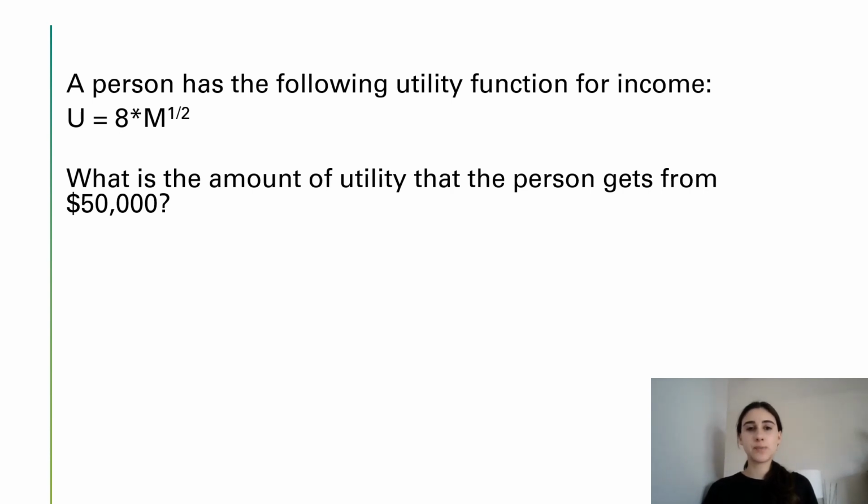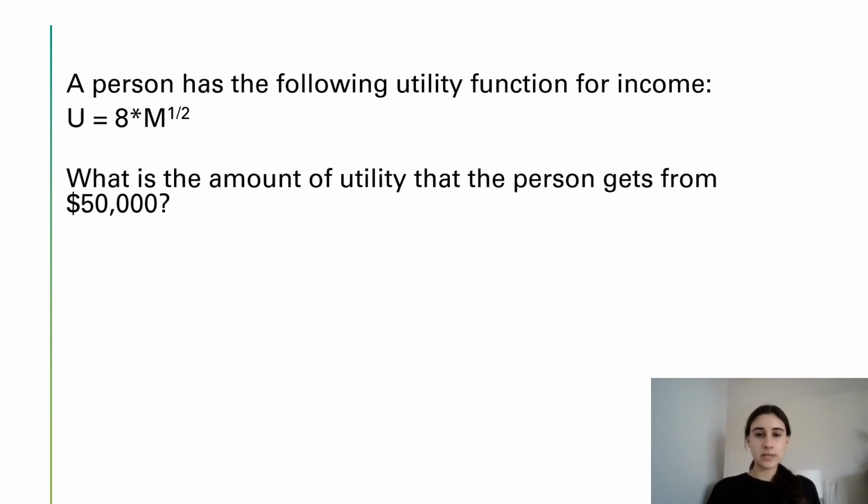The example reads, a person has the following utility function for income. U equals 8 times m to the 1/2, where u represents utility and m represents income. What is the amount of utility that the person gets from $50,000?